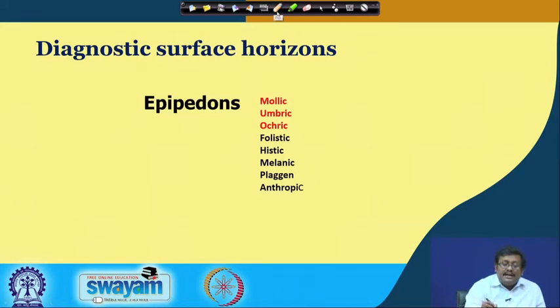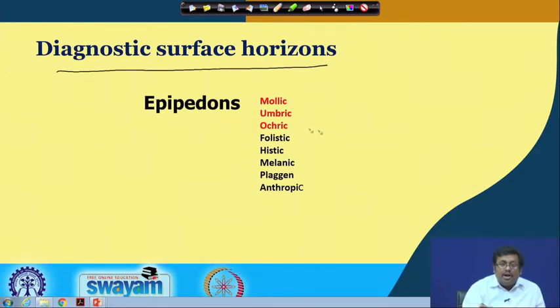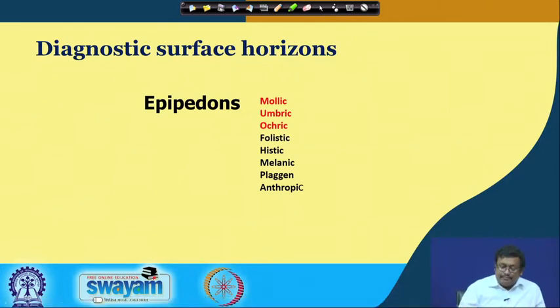As you can see here, I have listed diagnostic surface horizons or epipedons. There are 8 different diagnostic surface horizons: mollic, umbric, ochric, plaggen, histic, melanic, folistic and anthropic. Among these, mollic, umbric and ochric I highlighted in red because they are found with more frequency than others. Let us discuss them one by one to know their individual properties.